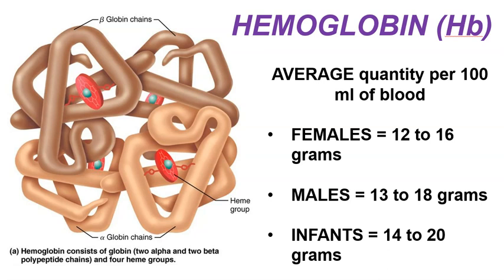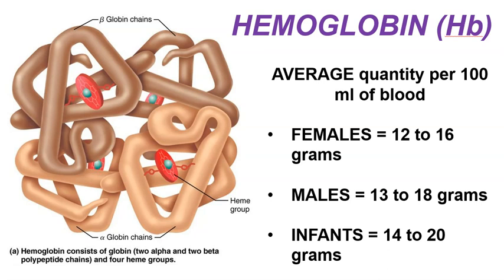So how much hemoglobin on average is found in a 100 milliliter sample of blood? Let's draw 100 milliliters of blood and examine roughly how much hemoglobin is contained within the erythrocytes of that 100 milliliter sample of blood.